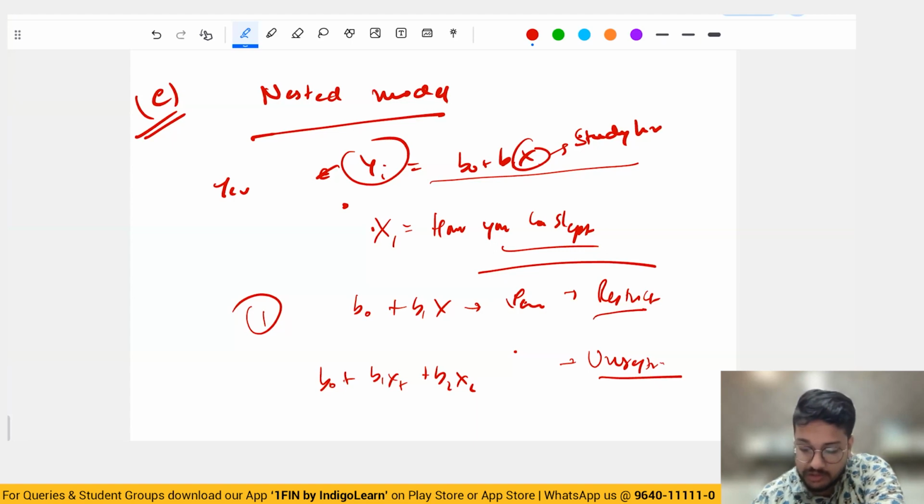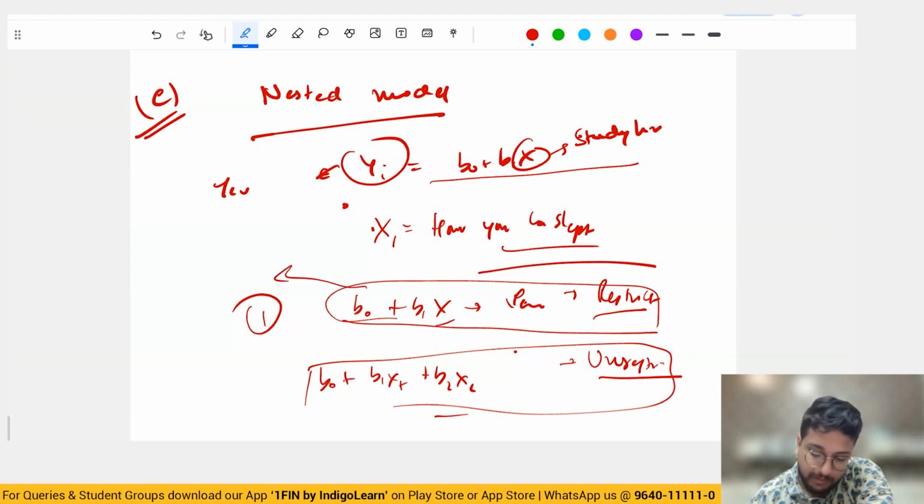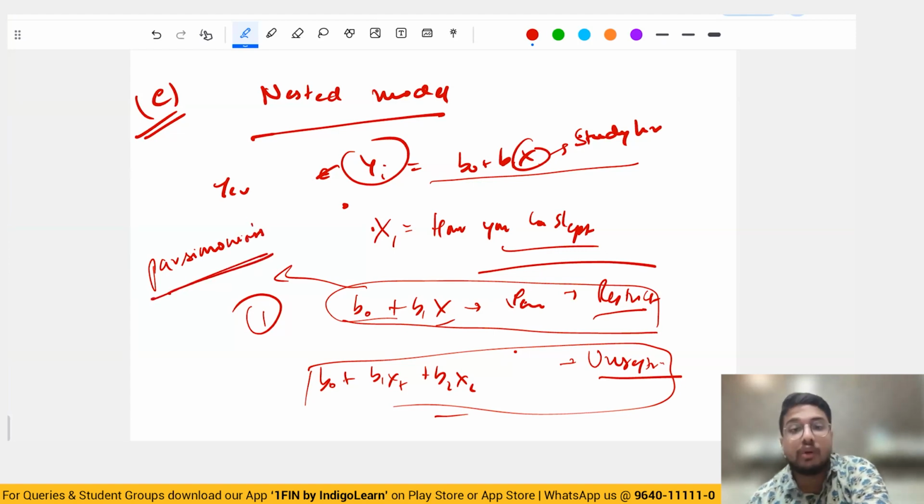In the case of the restricted model, there's only one independent variable. In the case of the unrestricted model, there are more independent variables. I hope it is clear till now. Anyone any doubt? So this is the simpler model and this is the more complex model. Since it is simpler, it is called parsimonious, where I'm trying to reduce the complexity in the model. This is more complex, so it is a non-parsimonious model, and this is a parsimonious model.